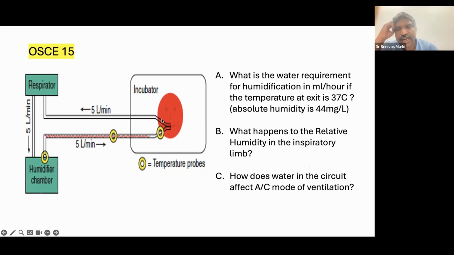So what happens to the relative humidity in the inspiratory limb? In all humidifiers, what happens to the relative humidity? What happens to the relative humidity in the inspiratory limb? So at exit from the humidifier chamber, relative humidity is 100% and temperature is 37.